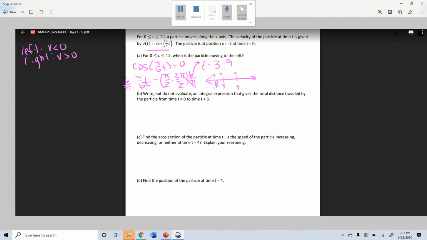If we plug in something in between 3 and 9, maybe let's say 5, 5 pi over 6 is in the second quadrant. Cosine's negative in the second quadrant, so that means we are moving to the left. And if we plug in something bigger than 9, let's say 11, 11 pi over 6 is in quadrant 4. That means it's positive, so it's moving to the right. So when is it moving to the left? It's moving to the left for 3 is less than t is less than 9, because v of t is less than 0 on that interval.